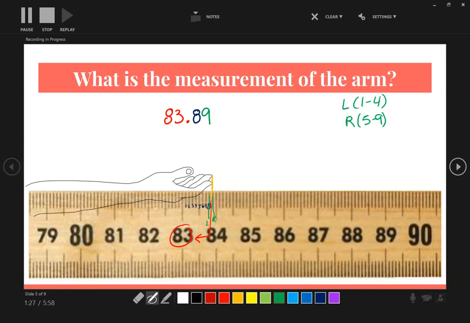So 83.89. And what do we always need to have at the end? Centimeters. All right, so remember that we all may estimate that green number slightly different. So our red and our blue numbers should be the same, but our green number may be slightly different.